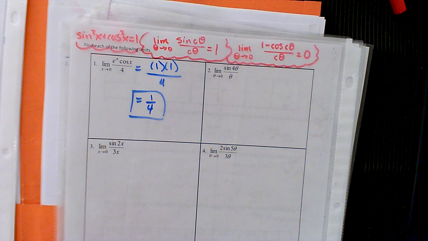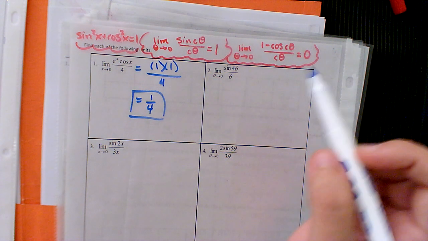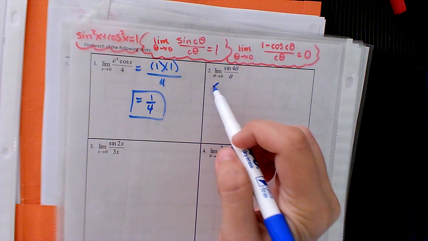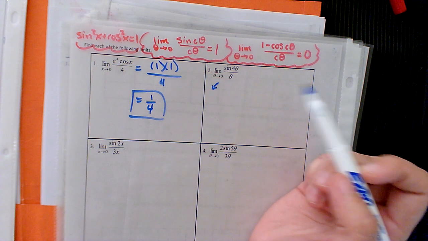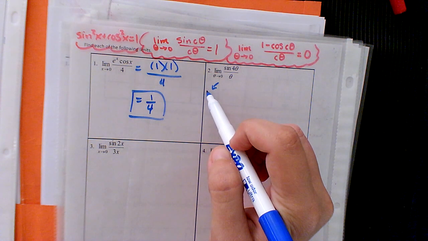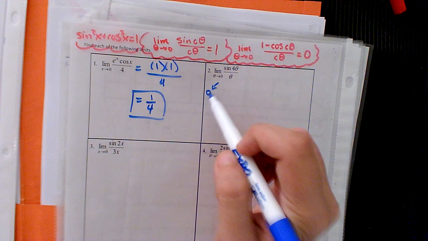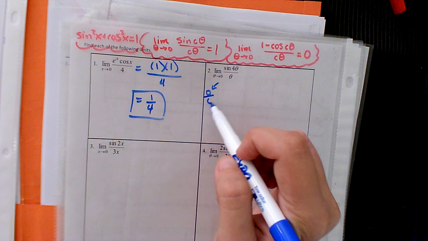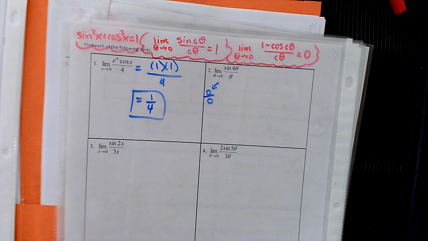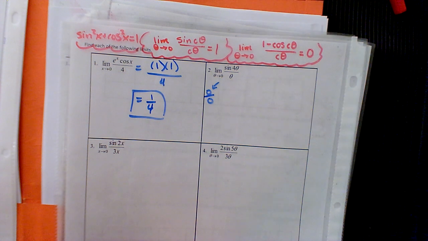All right, let's try number 2. Okay, plug it in, see what you get. Sine of 0? 0 over 0. Bummer. There's a hole.